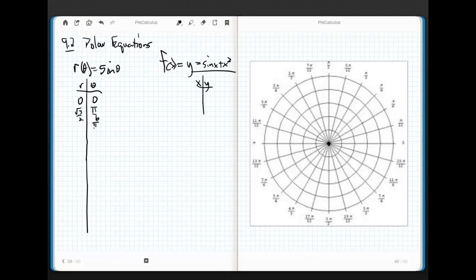And if I go pi fourths, then I know that r is just sine of pi fourths, which is root 2 over 2. And then if I go pi thirds, oh, what am I doing? Pi 6 is 1/2. You guys are supposed to yell at me when I do stupid things like that. All right, so here we go. 1/2, and pi thirds is root 3 over 2. And then let's go pi halves, which we know is 1.